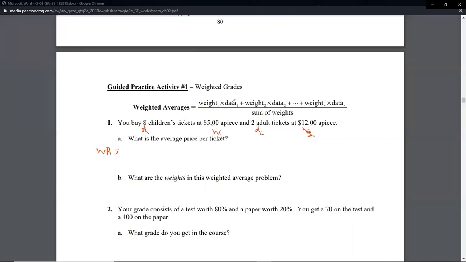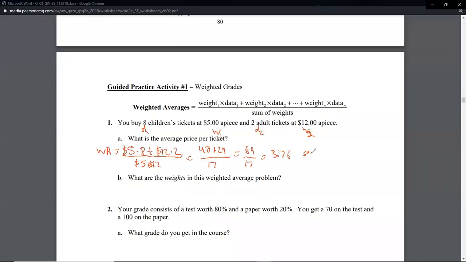So I would say this weighted average, weight times data. For the children, the weight was $5 times the number of tickets, which was 8. Again, this is wrong. Plus weight 2 was the $12 times the number of adult tickets, which is 2. This is the children, this is the adults. Don't mix and match. Divided by the sum of the weights, so in this instance, 5 plus 12. 5 times 8 is 40. 12 times 2 is 24. 5 plus 12 is 17. 40 plus 24 is 64. And 64 divided by 17, I can't pull up my calculator right now without taking an extra 2 minutes, so I'm doing this on my own. You get 3.76.